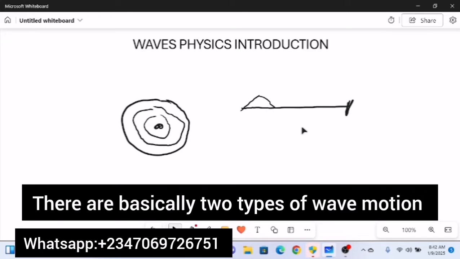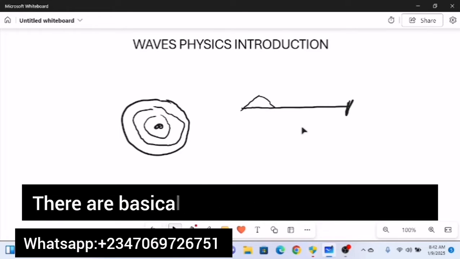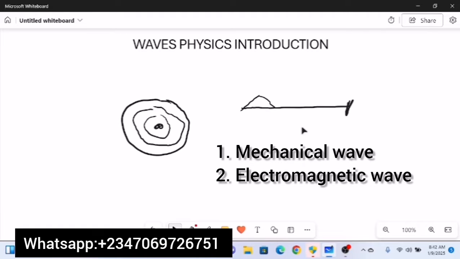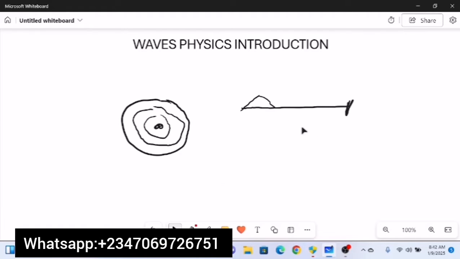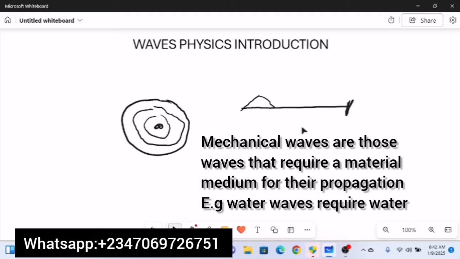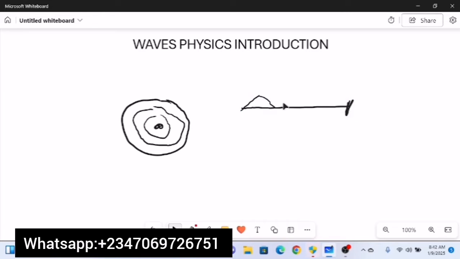Now, there are basically two types of wave motion. We have the mechanical wave and we have the electromagnetic wave. Mechanical waves are those waves that require a material medium for their propagation. For instance, the wave on a cord, as explained here, is a mechanical wave. The wave on water or on a pond is a mechanical wave. Why? Because we need a pond to carry out or investigate this wave. We need a cord to investigate this wave. So any wave that requires a material medium is simply called a mechanical wave.